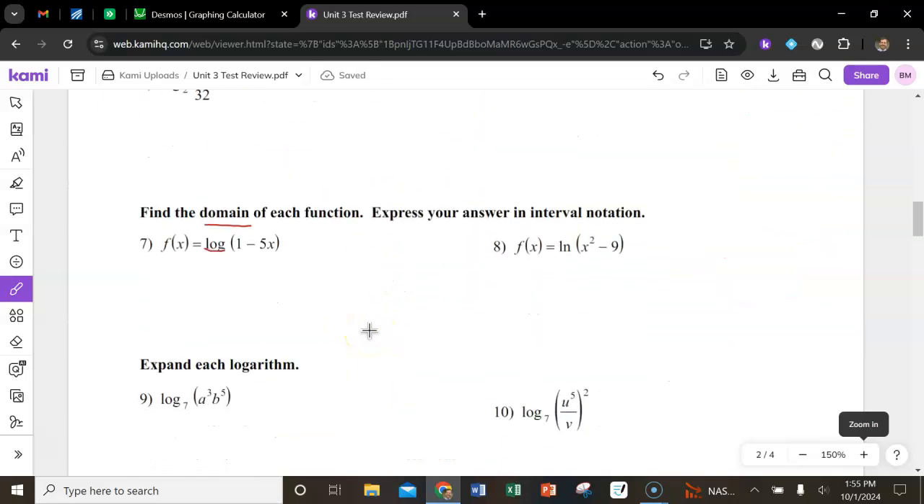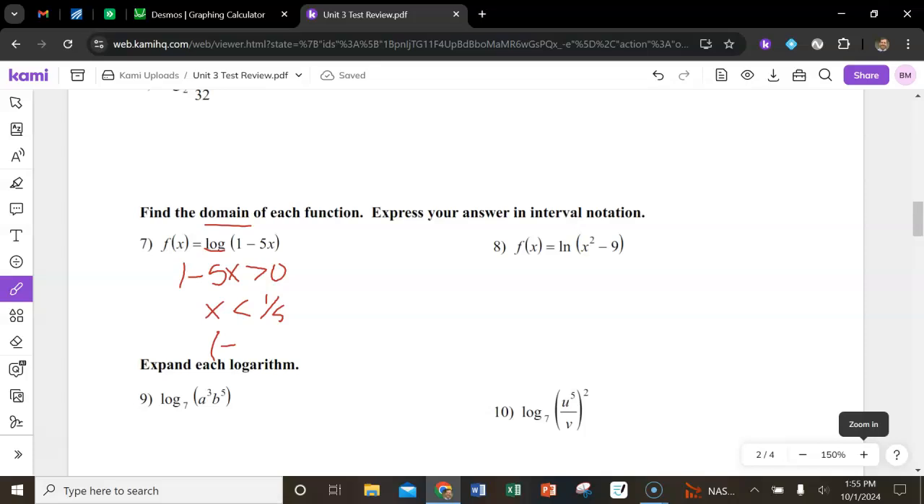So that's what I'm going to do on these. I'm just going to take the expression that's inside the log and say that it has to be positive. And if you solve that, in this case, you would get x is less than 1/5. You would get less than because you would be dividing by a negative, which would result in flipping the inequality.